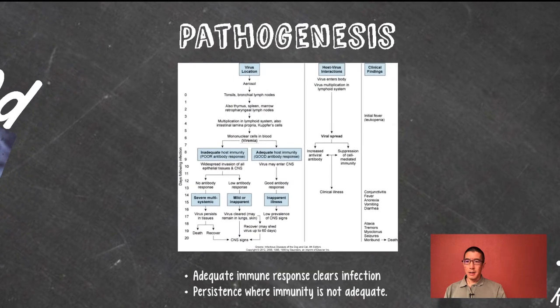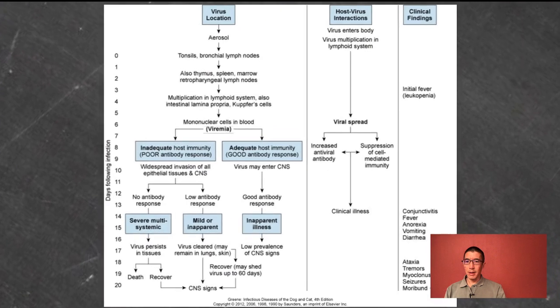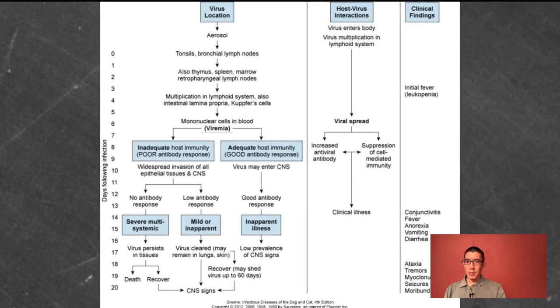So the pathogenesis of the virus. The following is a useful diagram to explain the pathogenesis. So if we start at the top left, infection normally occurs through aerosol and droplet transmission. These aerosol droplets attach to epithelial cells of the upper respiratory tract.